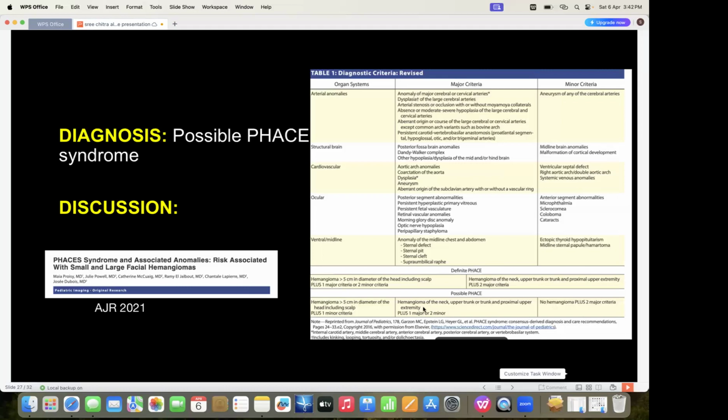If hemangioma is not present in the face, that is along the trigeminal nerve distribution, if it is present in the neck, upper trunk or trunk and proximal upper extremity, then one major or two minor criteria will be sufficient to tell us possible PHACE syndrome. And without hemangioma, two major criteria are required. Already three major criteria are satisfied in this particular patient. For definitive PHACE syndrome, there should be a segmental hemangioma, as I told, in the face or head, plus one major or two minor criteria. Or if hemangioma is present in other areas other than the face, then two major criteria are required for definitely confirming it is a PHACE syndrome.